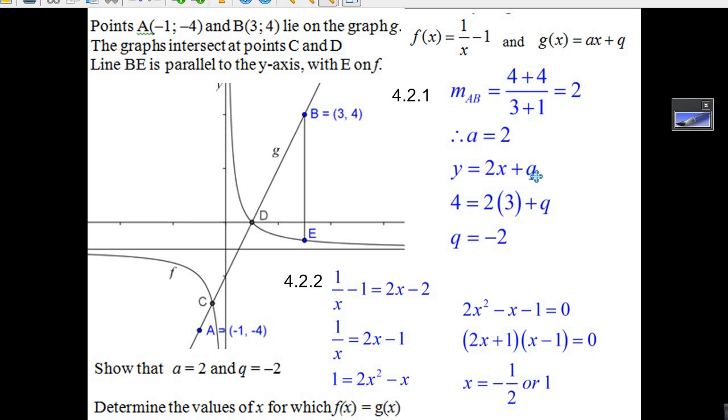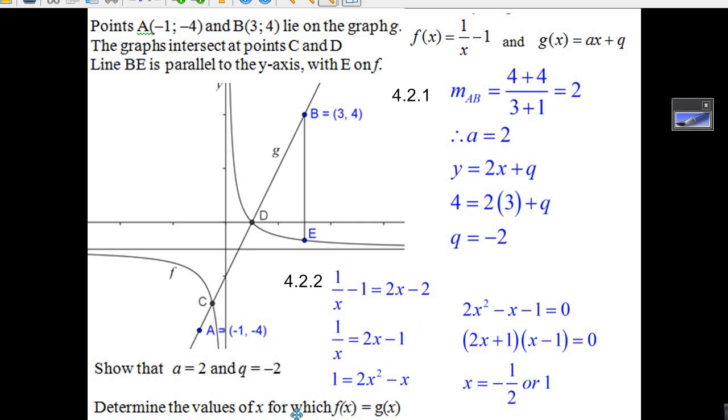And what about q? Well, if we've got the gradient, we can put it into y equals 2x plus q. We can put in the gradient there and then sub in a point, y equals 4 and x equals 3. And what do we get? We get 4 equals 6 plus q. We subtract 6, q equals -2. And it kind of looks like the y-intercept's -2, but I've shown it with algebra.